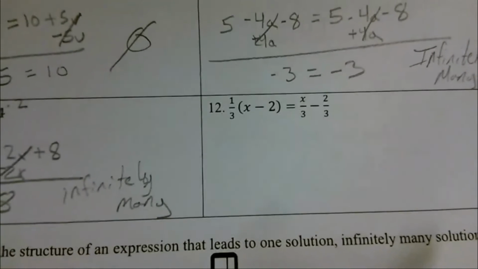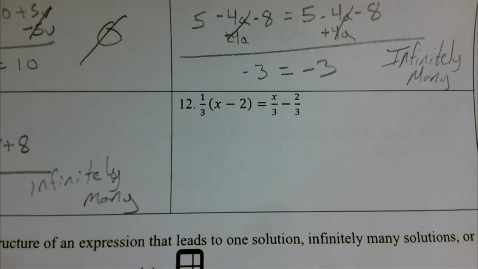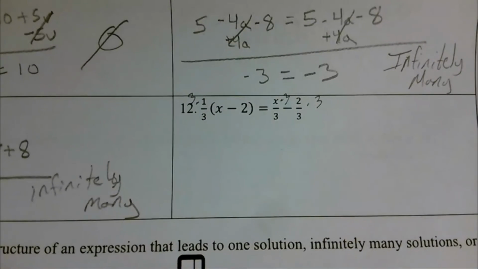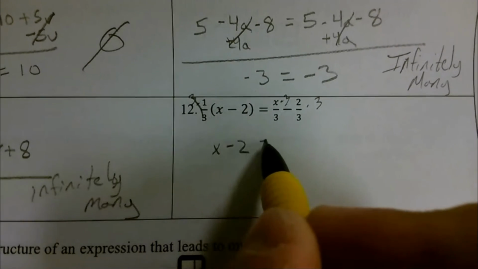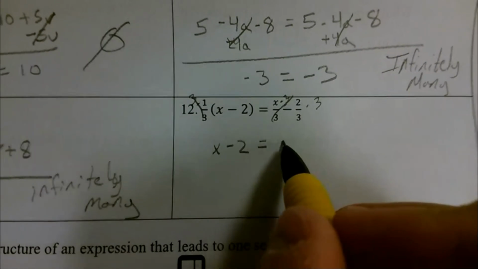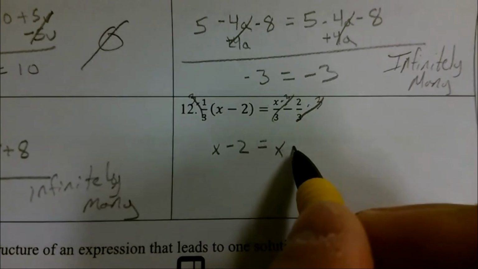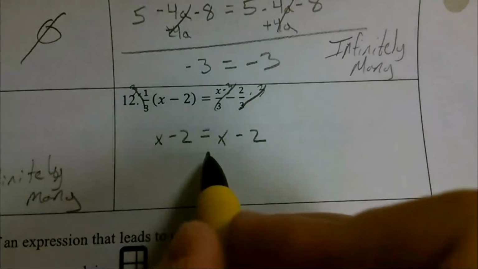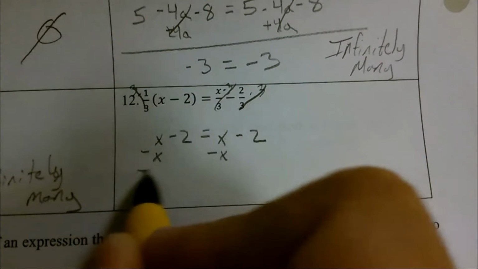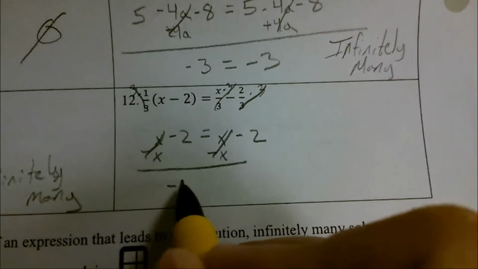And then our last one, number 12, we're going to get rid of the fraction first. So to get rid of 1/3, we're going to multiply everything by 3. So multiply this by 3, this by 3, and this by 3. Okay? So these will cancel, and on the left side I'll be left with x minus 2 equals, and then these 3's will cancel, I'll be left with x, and these 3's will cancel, I'll be left with a minus 2.